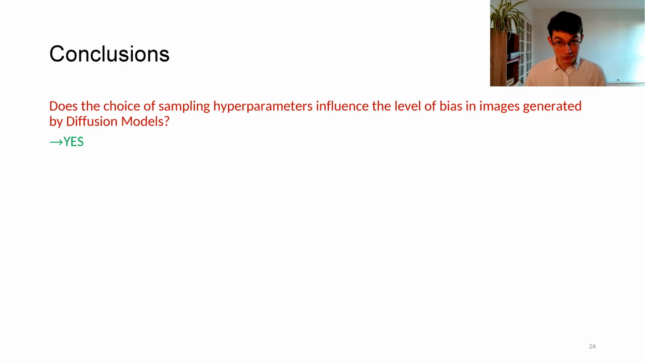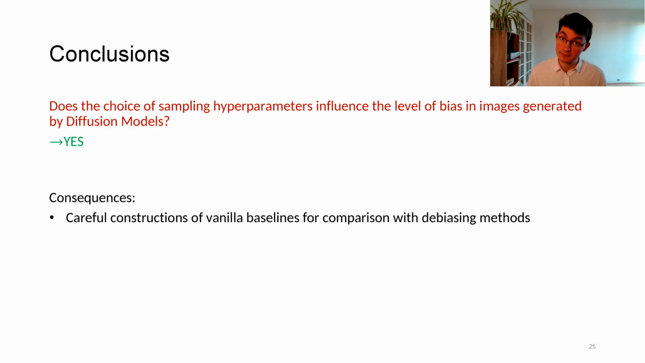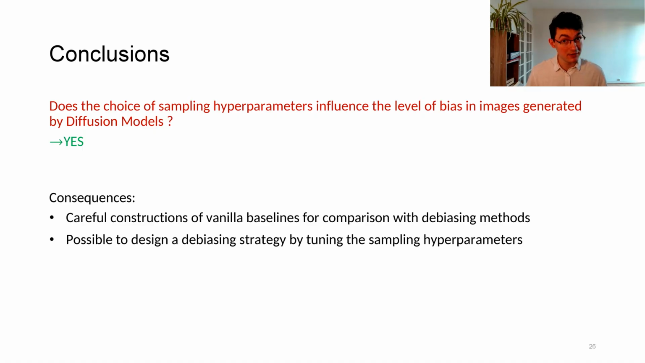Finally, yes, the choice of sampling hyperparameters influences the level of bias in images generated by diffusion models. The results also call for more careful constructions of vanilla baselines when analyzing models or building debiasing methods. Finally, it is in principle possible to design a debiasing strategy by simply tuning the sampling hyperparameters.